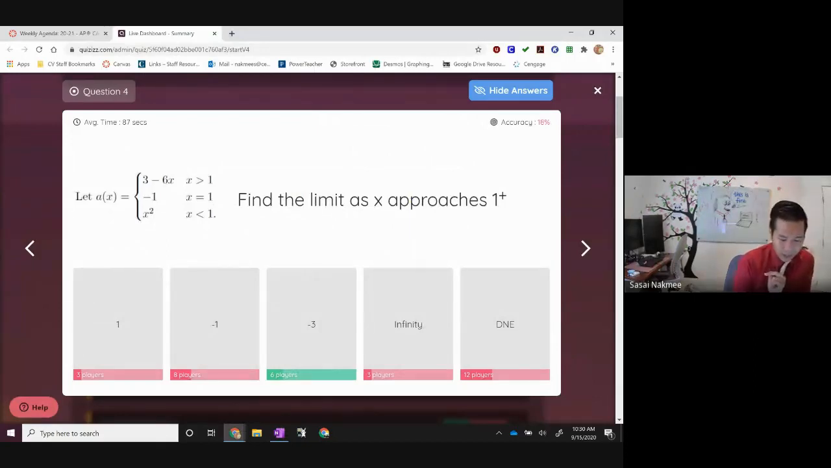And not bad on the does not exist part, right? Because they are approaching different values if I was just looking at the limit as x approaches 1 from both sides. But it's this plus sign right here that makes it so that you're only looking at a one-sided limit. So it's approaching one number on the positive side, and that one number it approaches is -3.